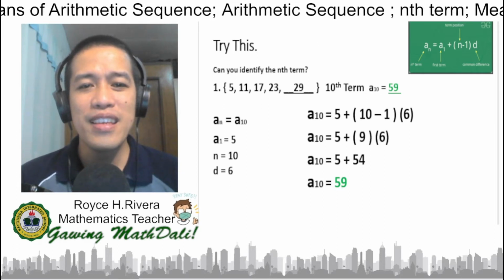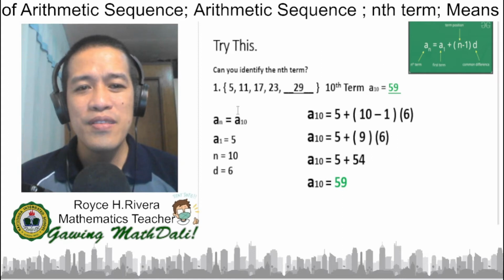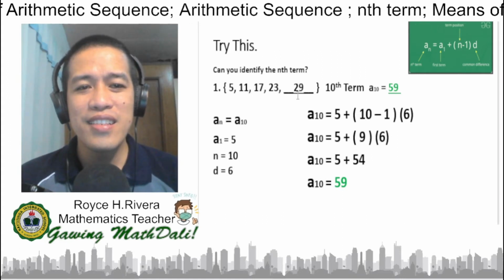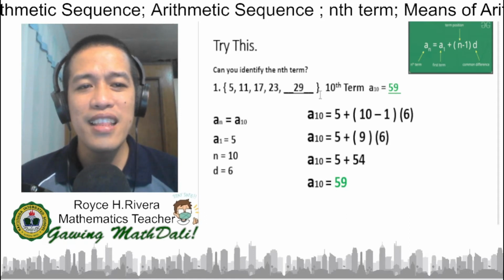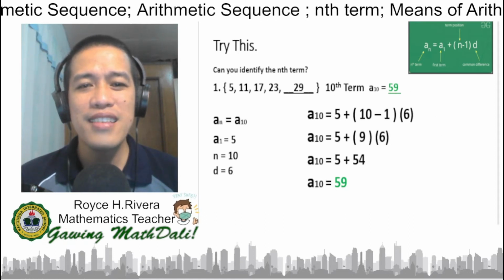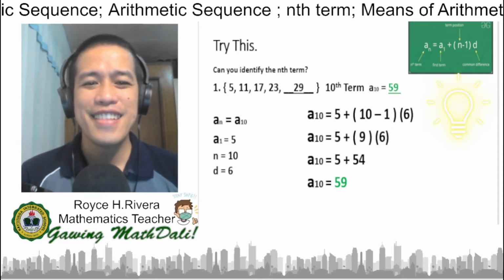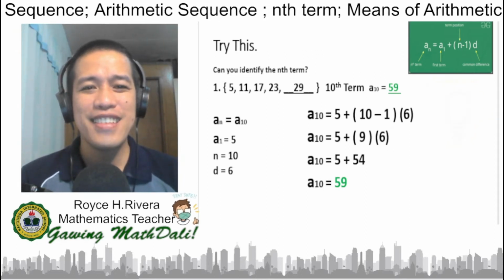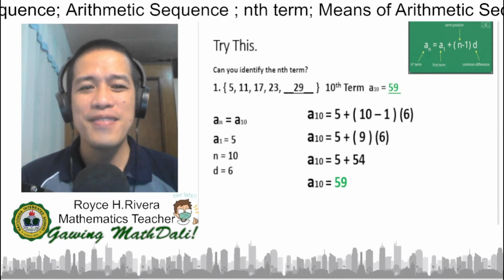If we continue to add 6 to the next term until we reach the 10th term, the answer will be 59. Sana nakuha. Subukan natin yung pangalawa.